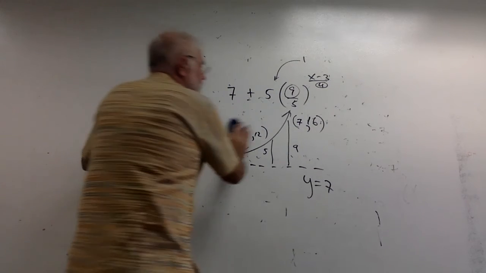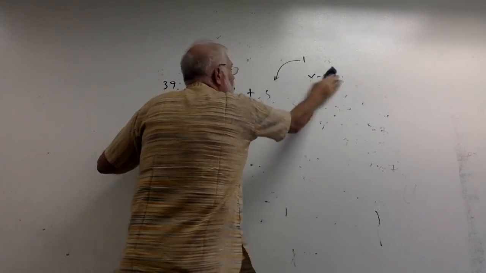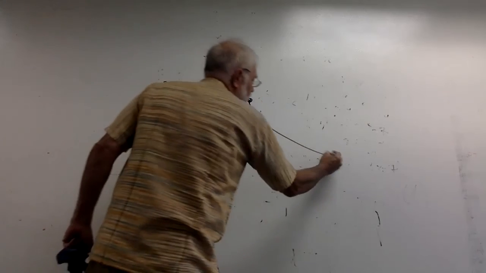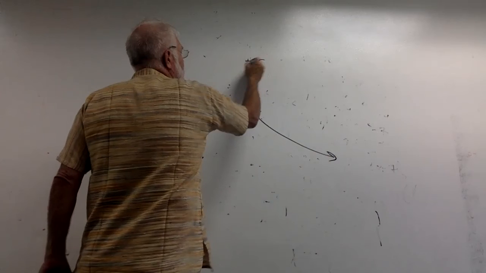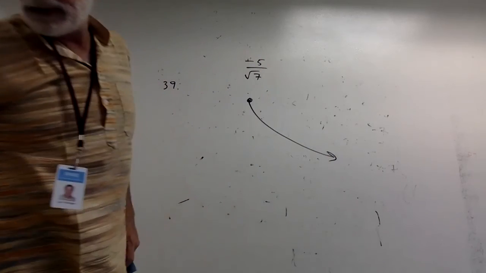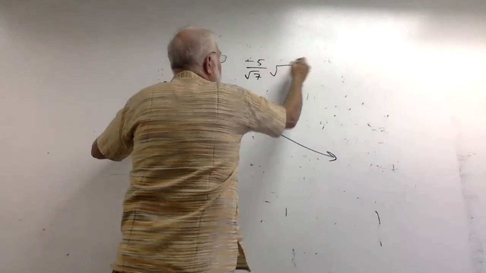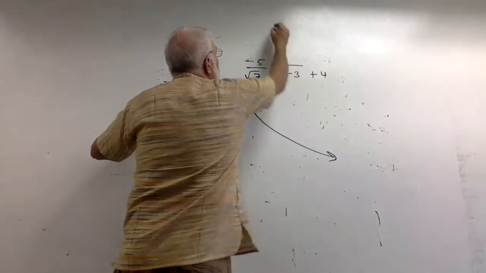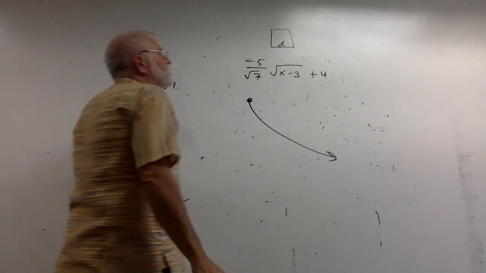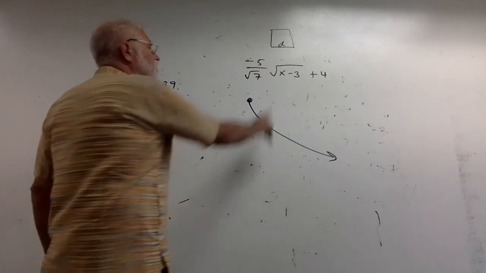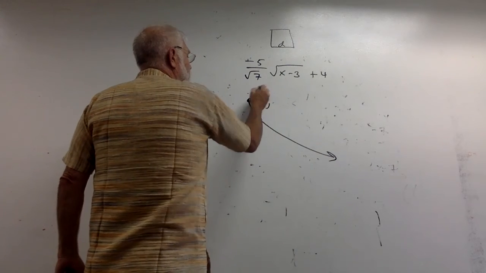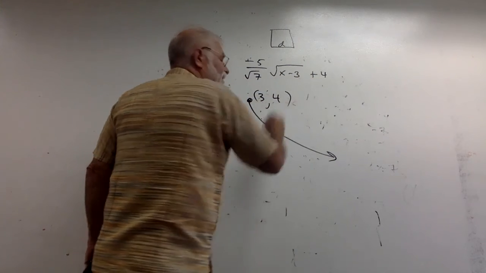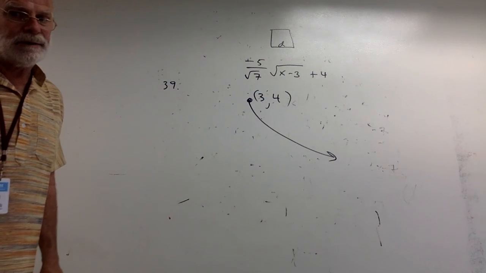All right. Square root with a negative in front of it as a starting place and goes down. Negative 5 over root 7 times square root of x minus 3 plus 4. Square roots are distances. Smallest distance you can have is 0. What makes a 0? 3. If I put a 3 in, I get a 4. That's happening in a lot of the functions we're studying.